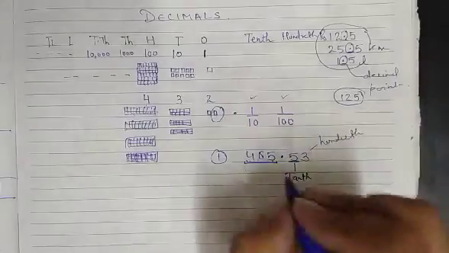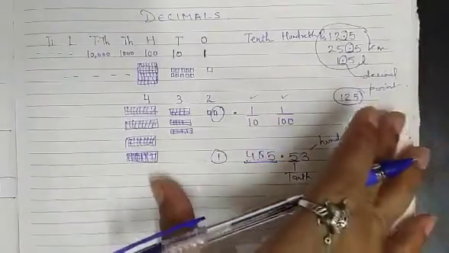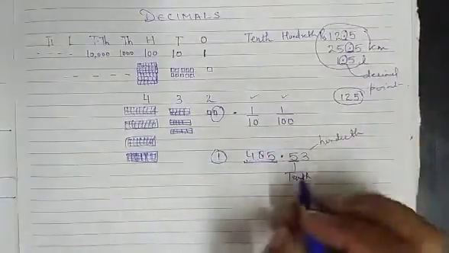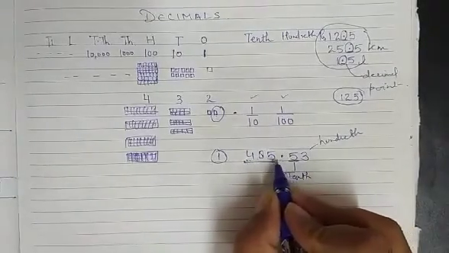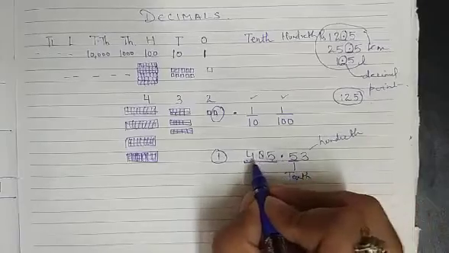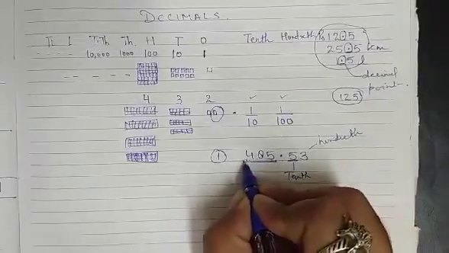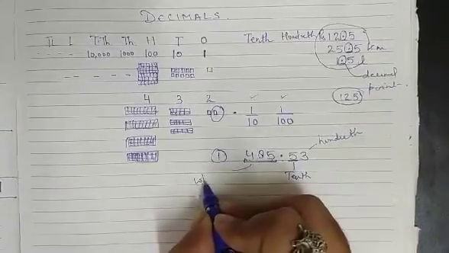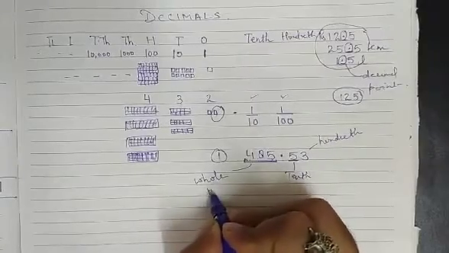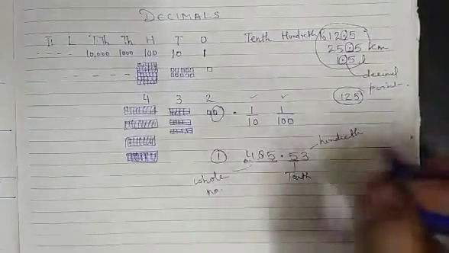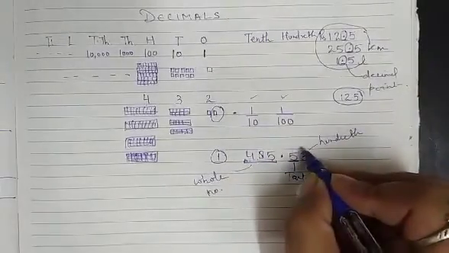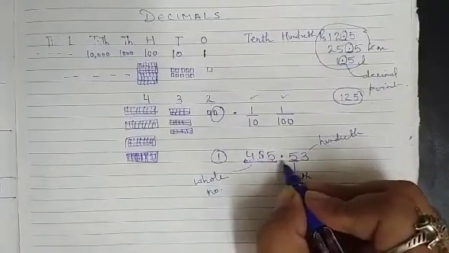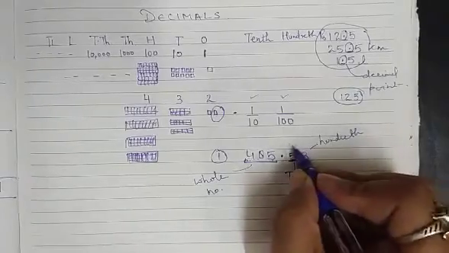Clear? So as you are able to see on the screen, the number written before the decimal, that is called the whole number, right? And what is written after this dot, this is called the decimal part.